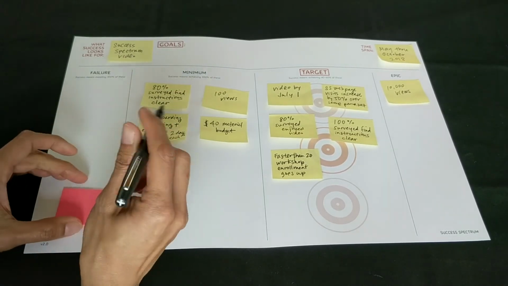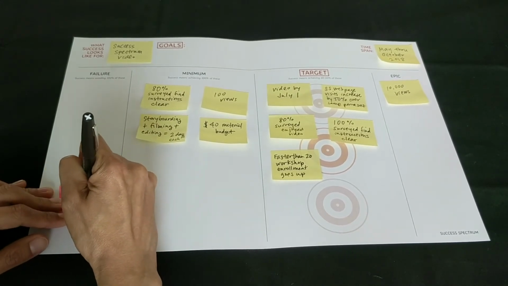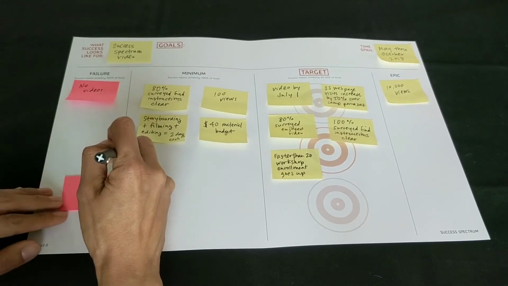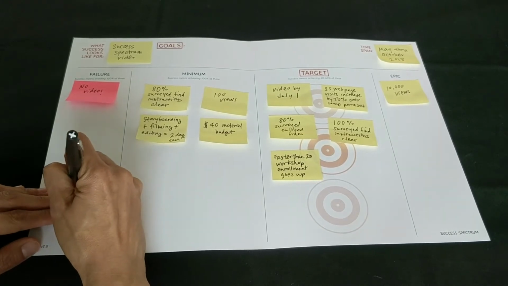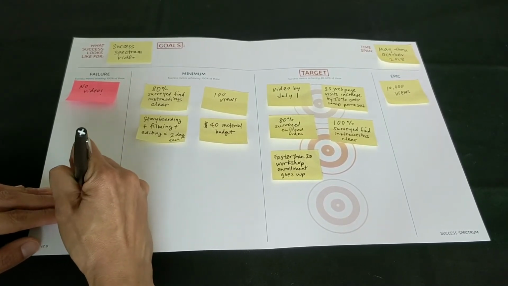Take 5 minutes to consider what it would look like if, at the end of your time span, your project failed. Write your ideas on stickies, one per sticky, and place each sticky in the failure column. Try to be as specific as you can, but don't worry too much about perfection, as you'll have a chance to refine and revise these.